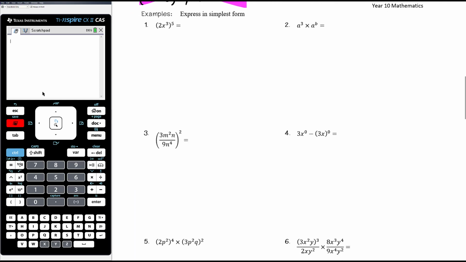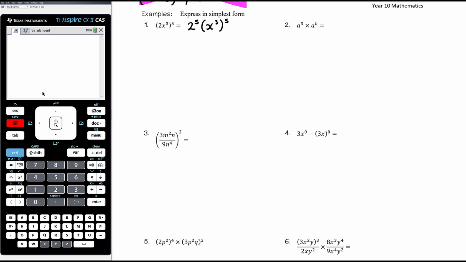Okay, let's work through some examples. Express each of the following in simplest form. We've got 2x cubed all to the power of 5. Now I'm going to write out all the steps here so I'm really clear about what index laws I'm using, but you should not necessarily need to write down all of these steps. Here we have a power of a product of two things. So therefore, it's going to be 2 to the power of 5 times x cubed to the power of 5.